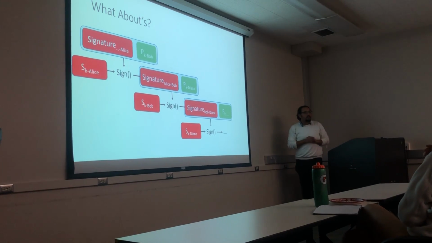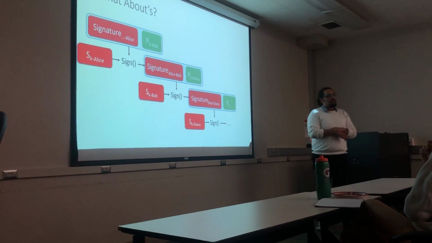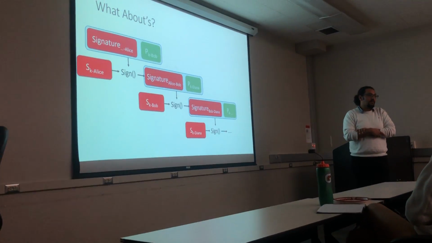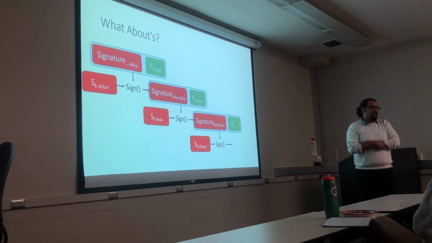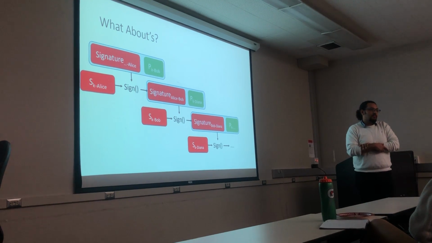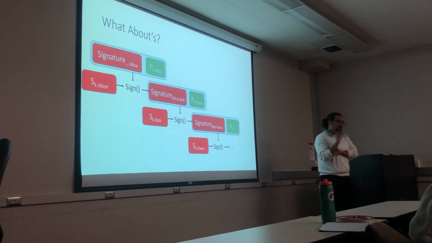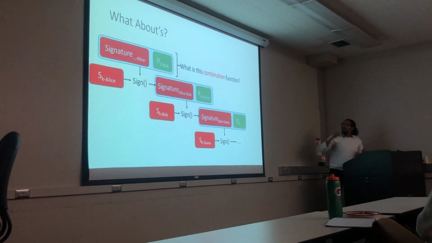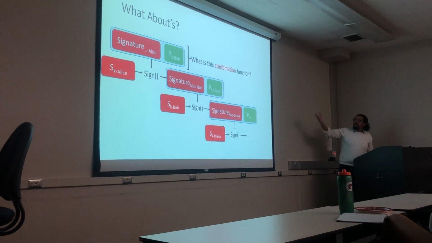Yes? Okay, so you're saying that Alice got this Bitcoin from somebody else. Yes. Ultimately, there's somebody who didn't get it from somebody else. Correct. That's a very good question. We're going to address this point very soon. So that's what we are asking in this slide.